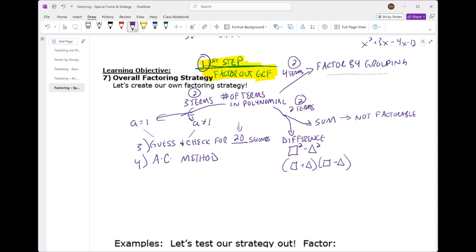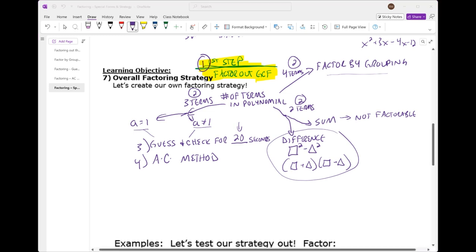If there are 4 terms, I'm going to factor by grouping. If there are 2 terms, I'm either going to have a difference or not be able to do anything more. If there are 3 terms, sometimes I look at whether A is equal to 1 or A is not equal to 1. Because if A is equal to 1, I will guess and check. Sometimes if A is not equal to 1, I will go straight down to the AC method. Because if I'm looking at it and those numbers are too big, I'm just going to go straight there. So in my next video, we'll figure out how we can practice using this strategy.